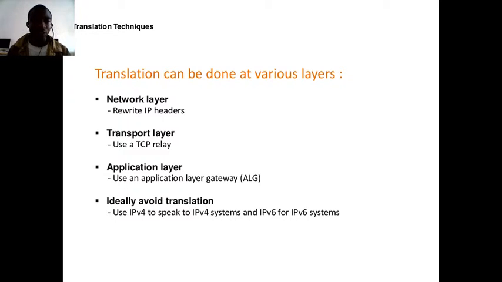Translation can be done at different layers. We can have translation done at the network layer, at the transport layer, and at the application layer. Sometimes we may decide not to do translation at all. That is not what we should focus on for now, but let's see how translation has to be done at the application layer, transport layer, and the network layer, where IP headers have to be rewritten.